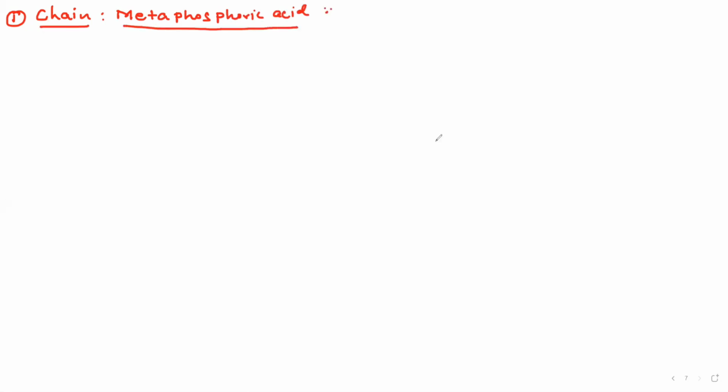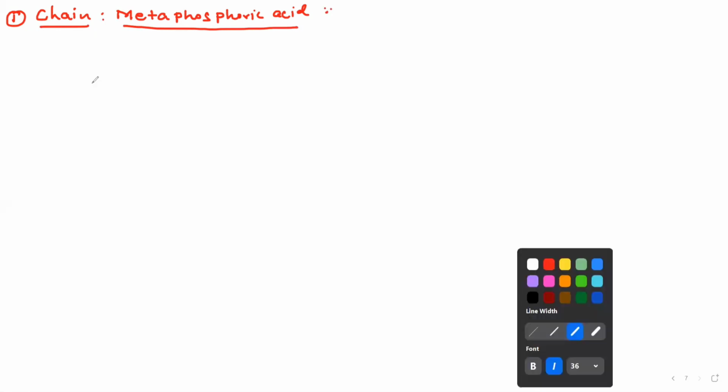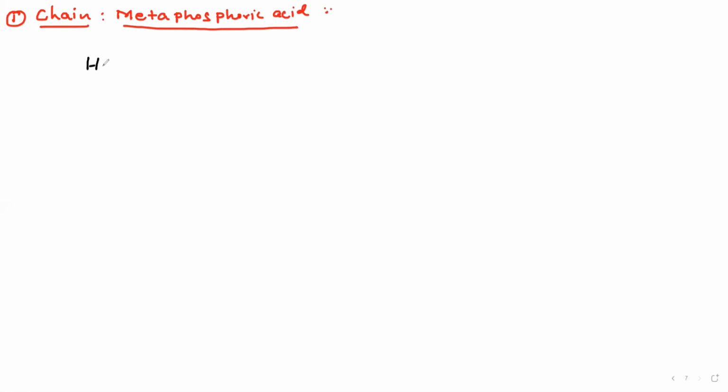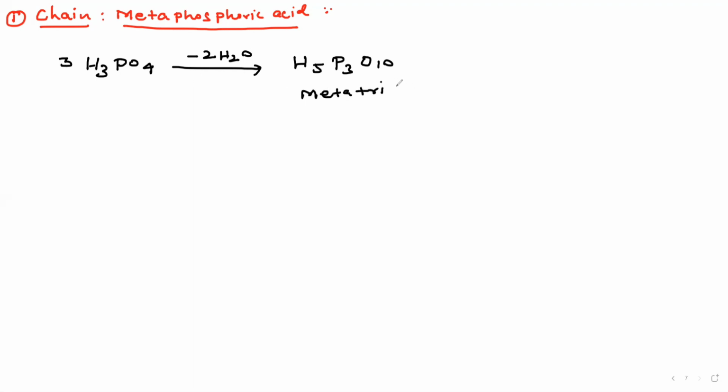Now I take 3 moles. See the formula. I take H3PO4, 3 moles for example. I remove the water molecule, 2H2O, right? What is the formula? I get H5P3O10. If I take 3 moles, now I get tri-meta. What is the formula? This one. Meta, 3 moles, therefore tri-metaphosphoric acid. Now, what is the structure?